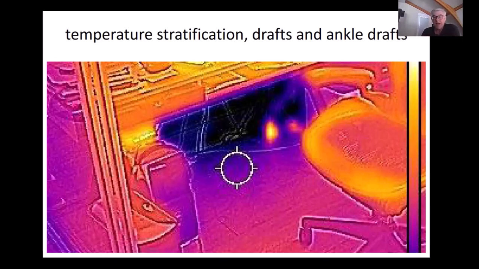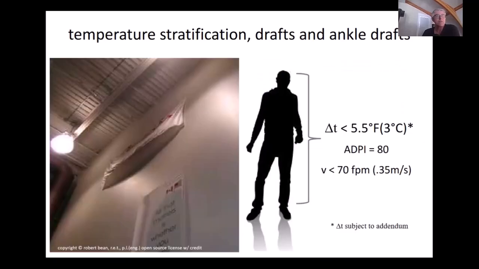And then drafts, particularly around the ankles and around your neck. Again, with these types of tools that we're talking about today, we can actually predict these drafts. And so by looking at architecture, enclosure design, and the type of mechanical systems, we can resolve them ahead of time. So this is important.